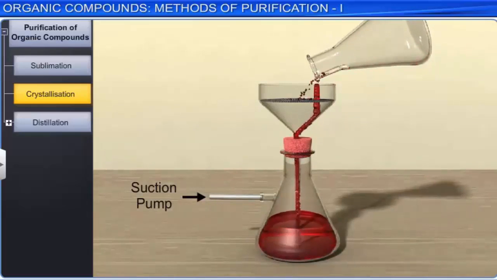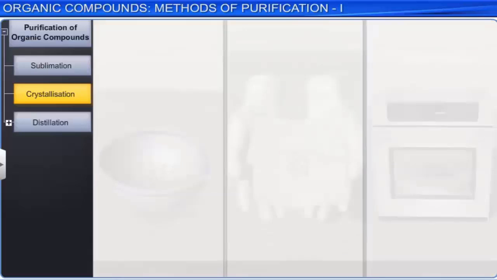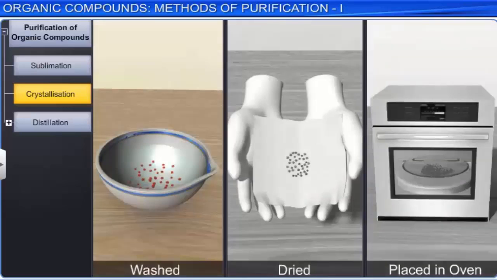The crystals are washed once or twice with small quantities of the pure solvent and dried by pressing between the folds of filter paper and then placed in an air oven.